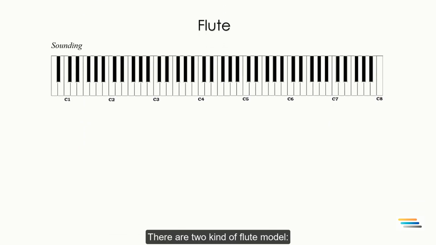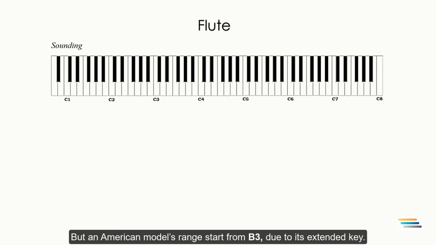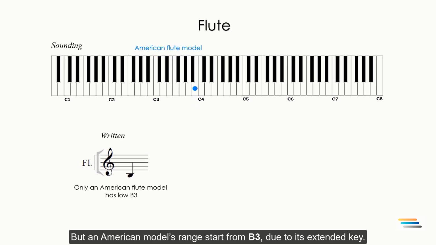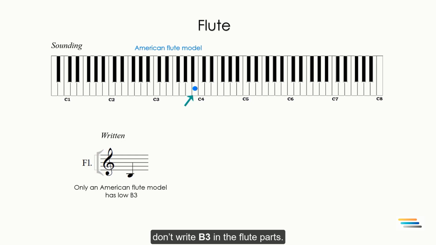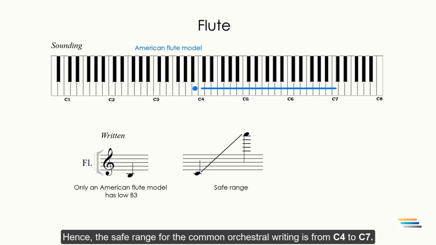There are two kinds of flute model, American and European. The European model has a range from C4 to D7, but an American model's range starts from B3 due to its extended key. As you don't know what kind of flute is used in the orchestra, don't write B3 in the flute part. Hence, the safe range for common orchestral writing is from C4 to C7.